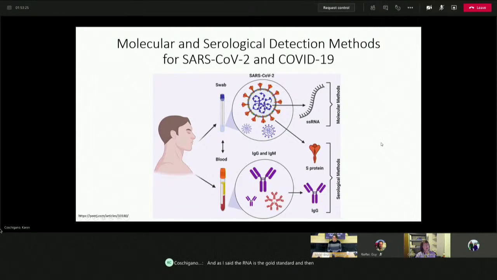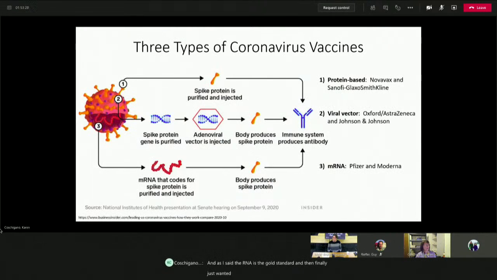And then finally, I just wanted to mention a little bit, because the buzz right now is with the vaccines that are coming out. Two of them have already been approved for use in the United States, the Pfizer one and the Moderna one. And everyone's been hearing, oh, they're based on the RNA technology.